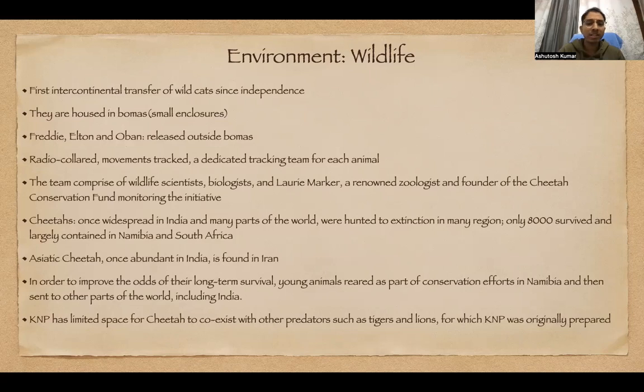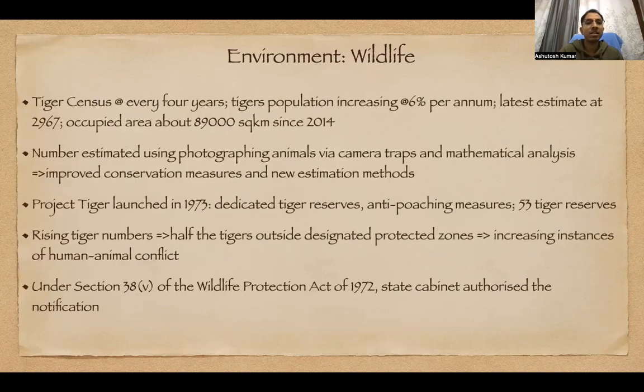And Kuno National Park has in fact limited space for cheetahs to coexist. If you see, this park is specifically prepared for tigers and lions. Okay. We have Project Tiger, which was launched in 1973. And every 4 years, there is a tiger census. So the tiger population is rising at the rate of 6% per annum. And numbers are estimated by photographing animals via camera traps and mathematical analysis. You can see there has been a question in prelims about MSTrIPES. So it was related to this tiger census. Okay. So improved conservation measures as well as the new estimation methods have helped in raising the tiger population.